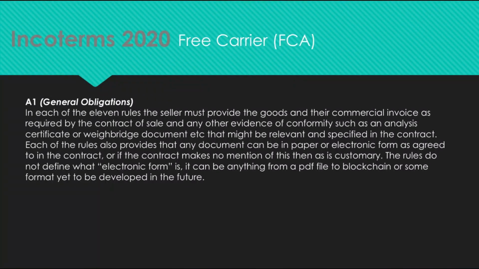A1 General Obligations. In each of the 11 rules, the seller must provide the goods and their commercial invoices as required by the contract of sale and any other evidence of conformity, such as the analysis certificate or weight bridge document, etc., that might be relevant and specified in the contract. Each of the rules also provides that any document can be in paper or electronic form as agreed in the contract, or if the contract makes no mention of this, then as is customary. The rules do not define what electronic document form is. It can be anything from a PDF file to blockchain or some format yet to be developed in the future.